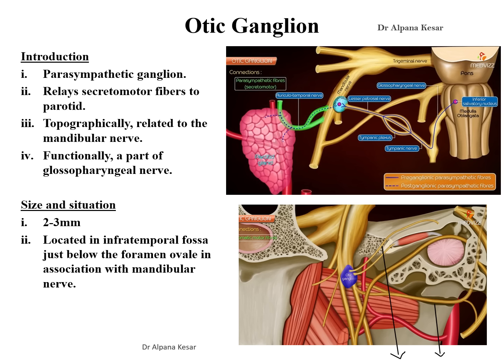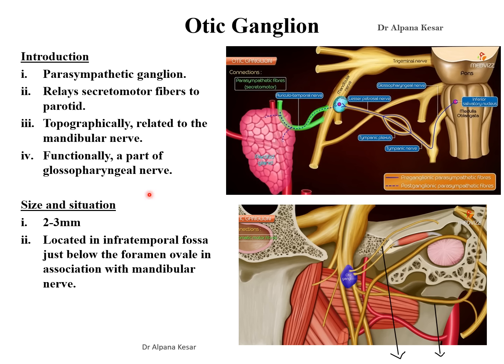Otic ganglion. Otic ganglion is yet another structure present in the infratemporal fossa. It is one of the 4 parasympathetic ganglia present in the region of head. It relays secretomotor fibers to parotid gland and controls the secretions of parotid gland. It is topographically related to mandibular nerve. It is present in association with mandibular nerve's main trunk just below foramen ovale.